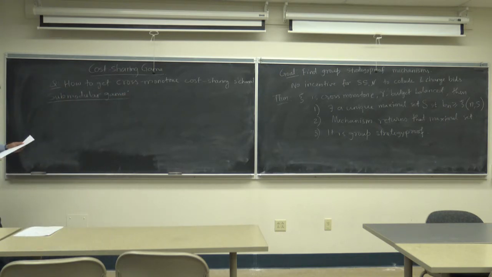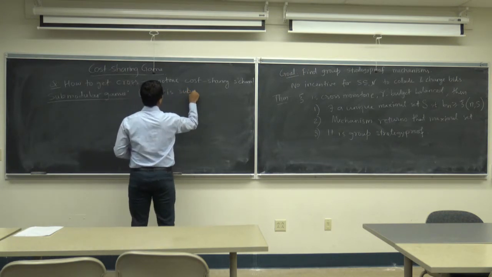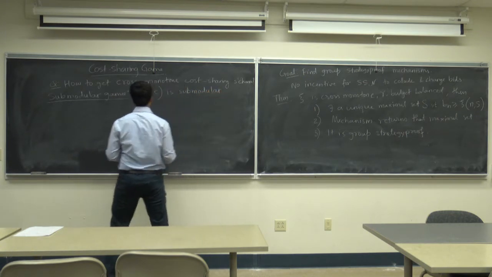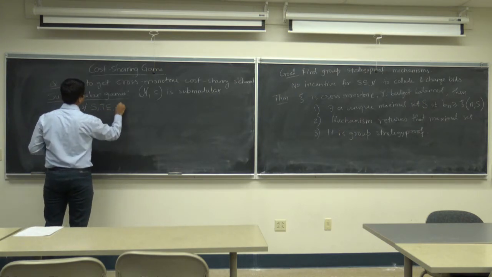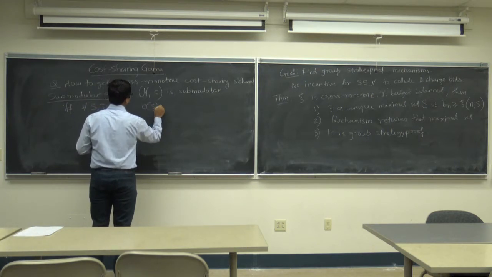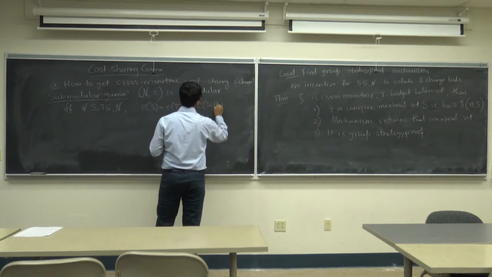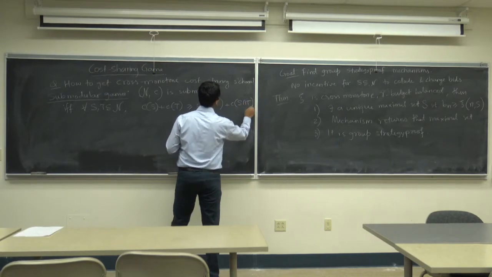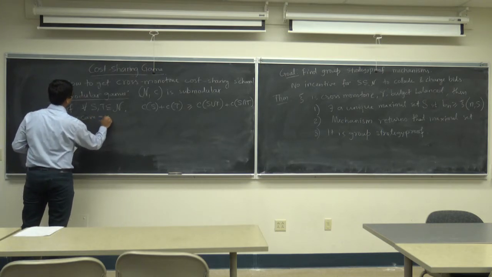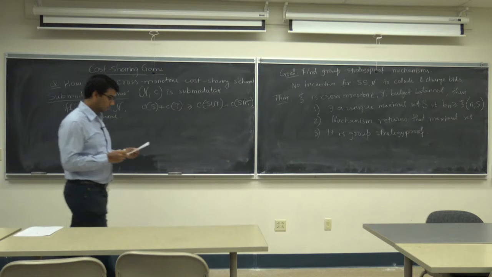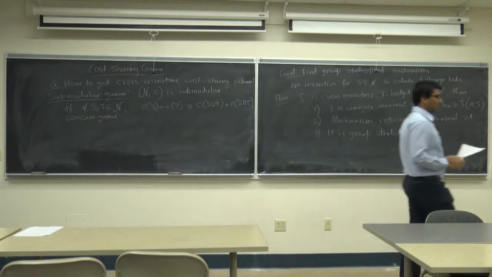Okay. So what is a submodular game? Well, (N, C) is submodular if and only if for every S, T which are subsets of N, C of S plus C of T is greater than or equal to C of S union T plus C of S intersection T. This is also known as a concave game. Or not, well, concave or convex, it has some name.